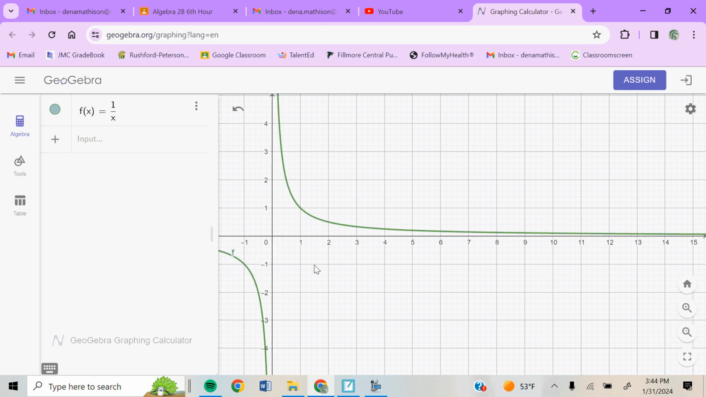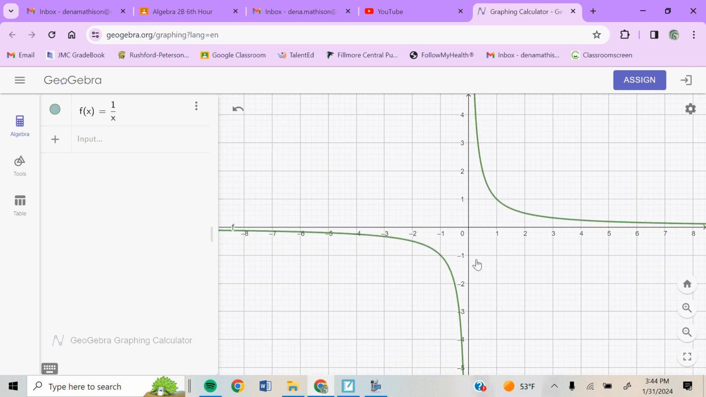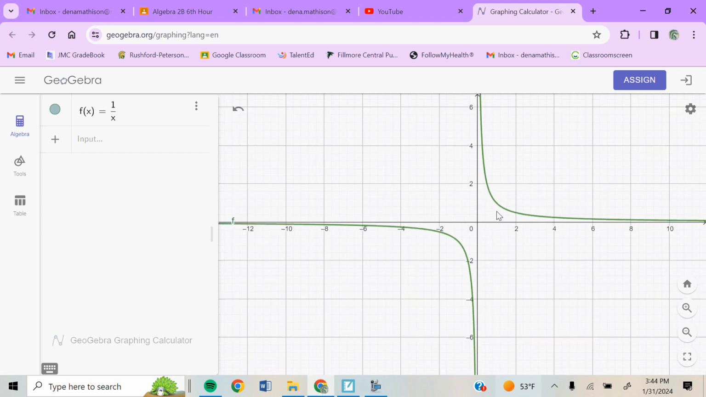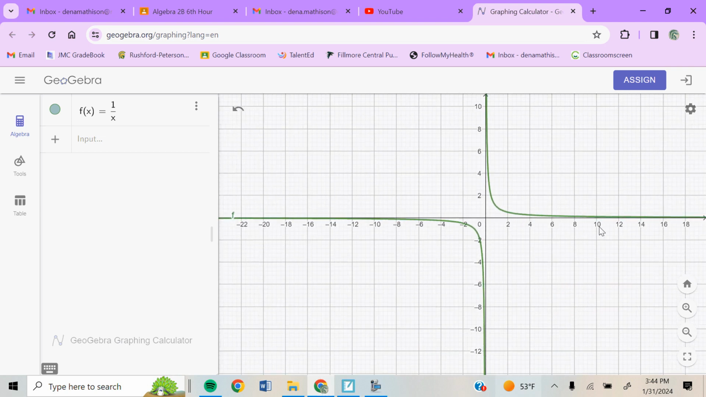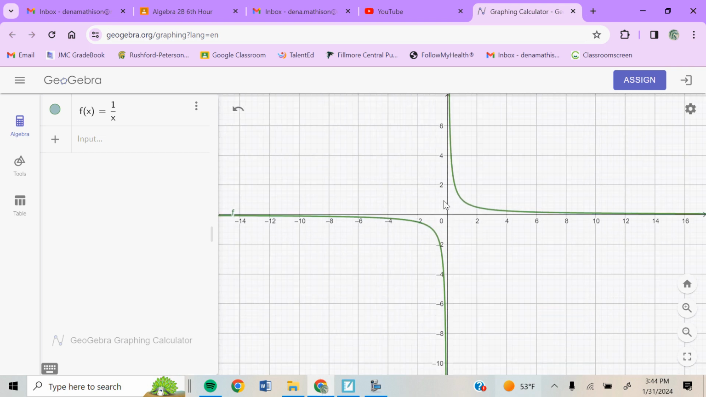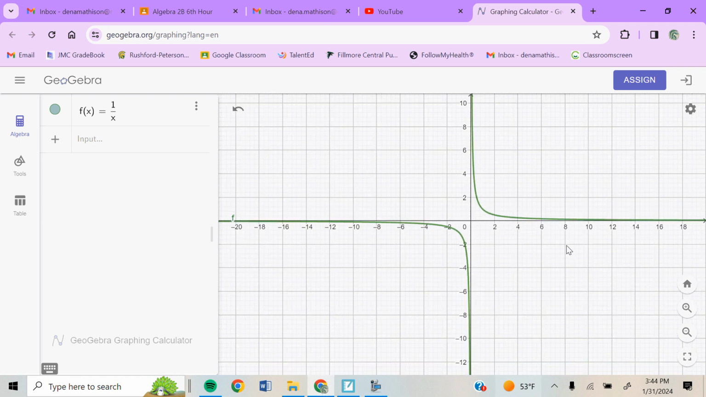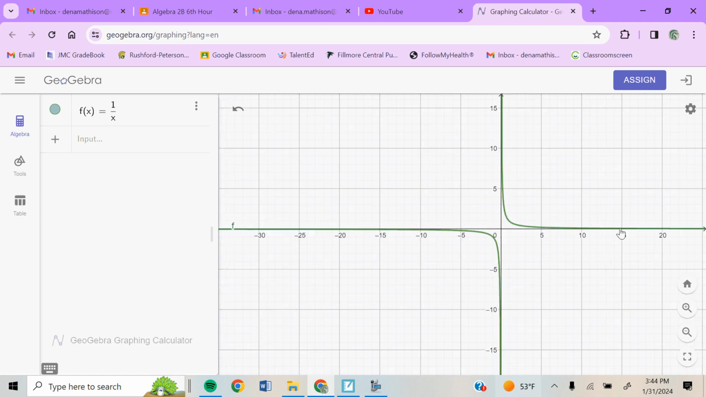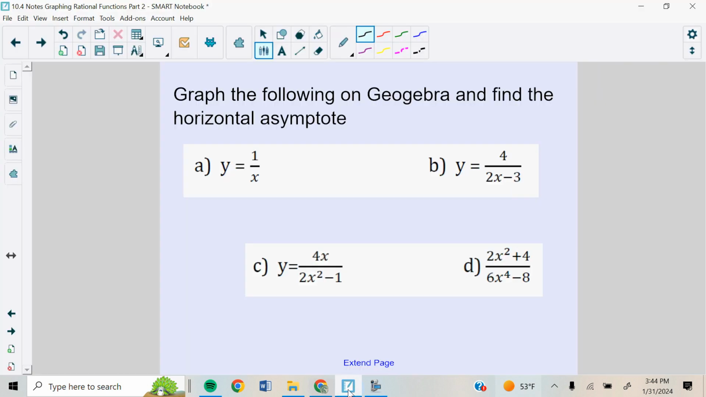Oh, there we go. So if I look, again, very familiar. And if I zoom out a little bit, you can see that if that's 2, 1's got to be about here. So this horizontal asymptote, it looks like it's at 0. So I'm going to write y equals 0. All right, I want you to pause here and I want you to try all 3 of these and see what you get for a horizontal asymptote.